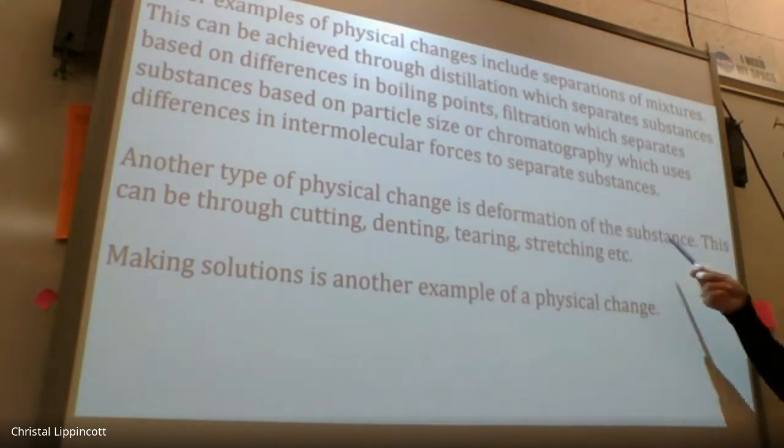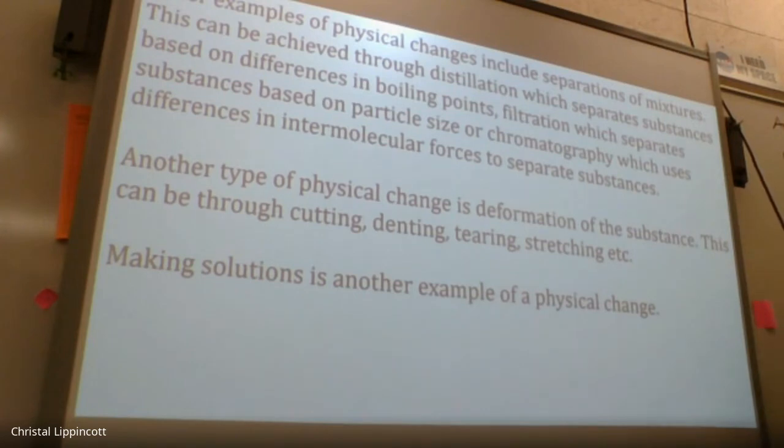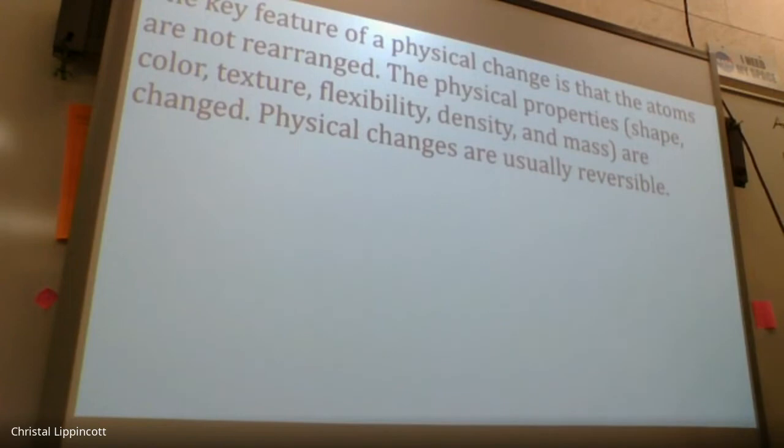Another type is deformation. That's when you cut, dent, tear, stretch, crumble, any of those sorts of things. And then making solutions is another type of physical change, because you're just taking those ions and separating them in the liquid, but then they're going to come back together if you dehydrate, like if it's salt water, you dehydrate the water. Okay. Well, there's a little debate on that one.